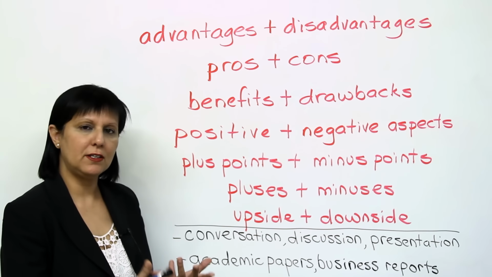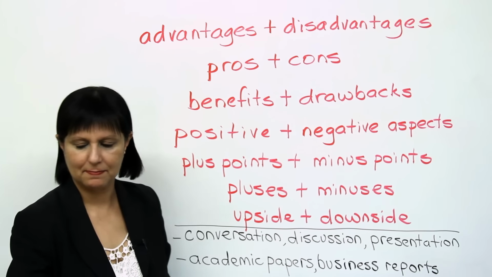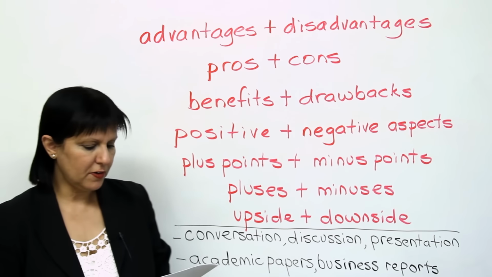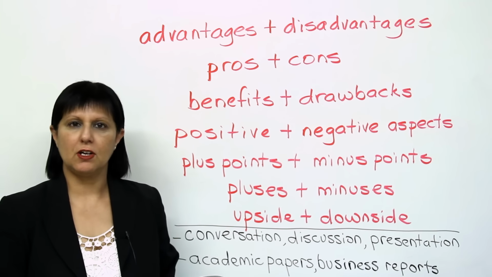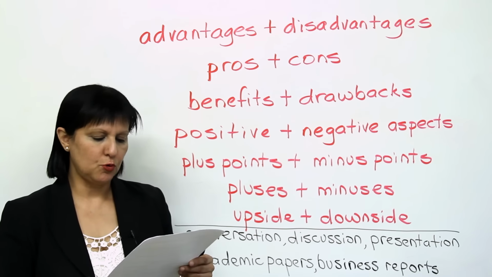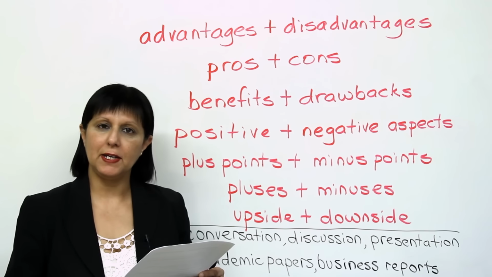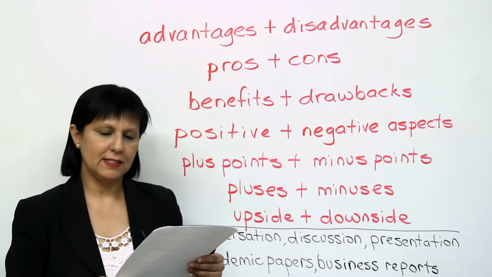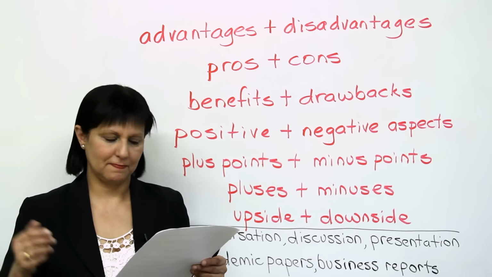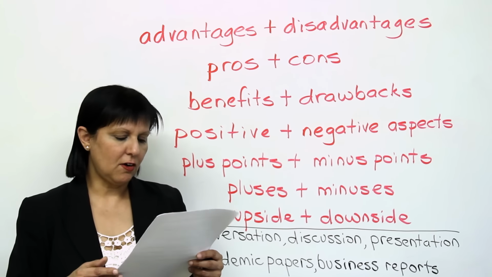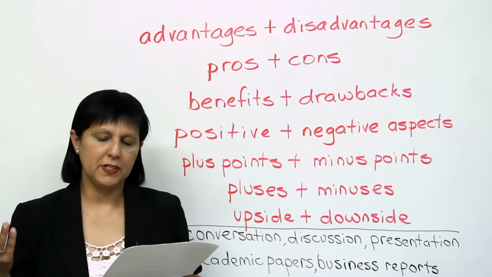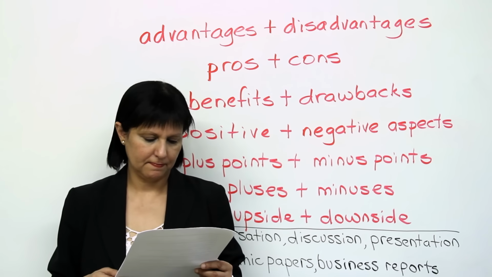Let's see how we can use these in some sentences. So you could say, for example, what are the advantages and disadvantages of this new law? Let's discuss the pros and cons of the marketing campaign. Let's list the benefits and drawbacks of the proposed policy. The article discusses the positive and negative aspects of the recent political changes.